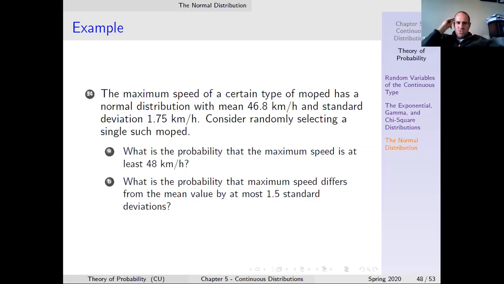And we're selecting a random such moped. What is the probability that the maximum speed is at least 48 kilometers per hour? And what is the probability that the maximum speed differs from the mean value by at most 1.5 standard deviations? Let's check this out.